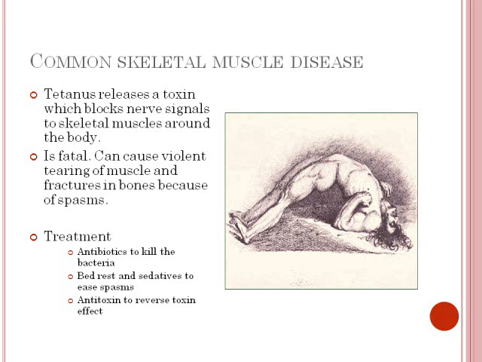A common skeletal muscle disease is tetanus. Tetanus is a bacteria that releases a toxin which blocks nerve signals to skeletal muscle around the body. It is fatal to skeletal muscle because skeletal muscle requires nerve stimulation. It can cause violent tearing of muscle and fractures in bones because of spasms. Treatment includes antibiotics to kill the bacteria, bed rest to ease spasms, and an antitoxin to reverse toxin effects.